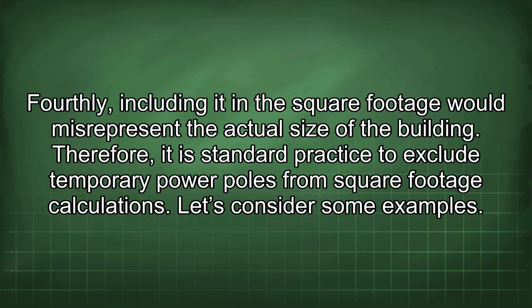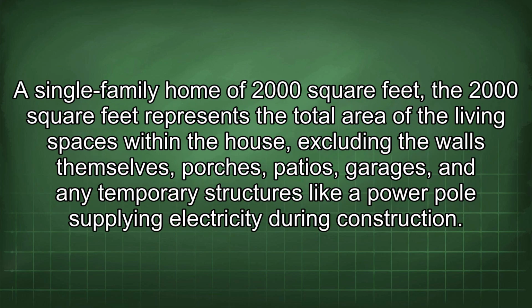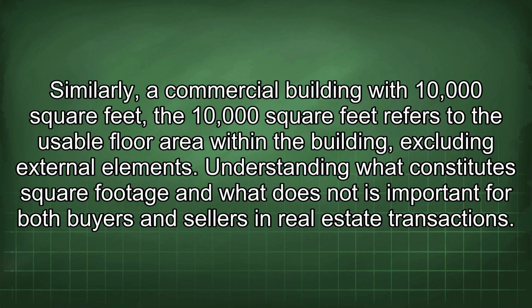Let's consider some examples. A single-family home of 2,000 square feet. The 2,000 square feet represents the total area of the living spaces within the house, excluding the walls themselves, porches, patios, garages, and any temporary structures like a power pole supplying electricity during construction. Similarly, a commercial building with 10,000 square feet, the 10,000 square feet refers to the usable floor area within the building, excluding external elements.